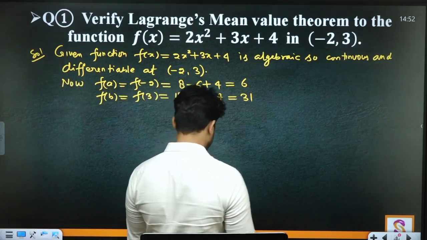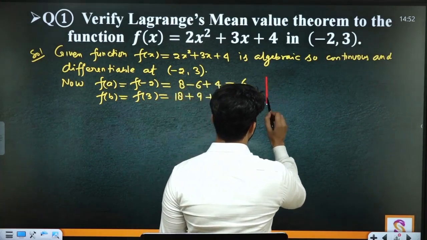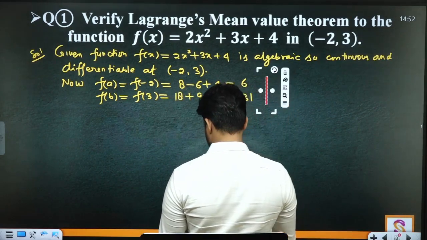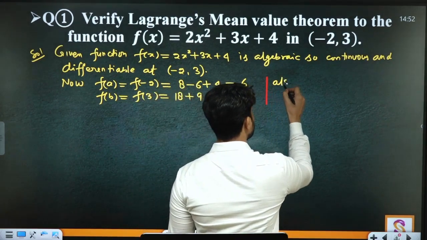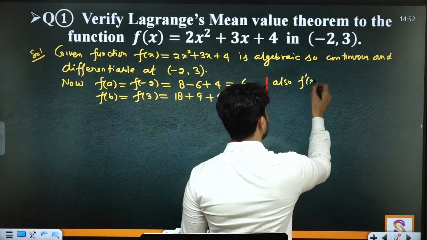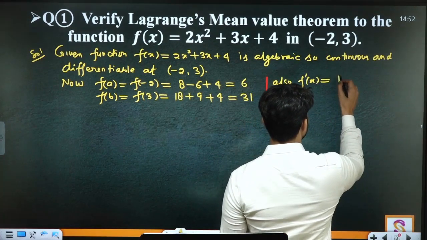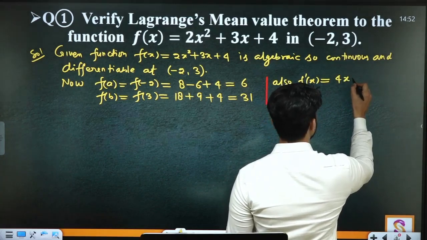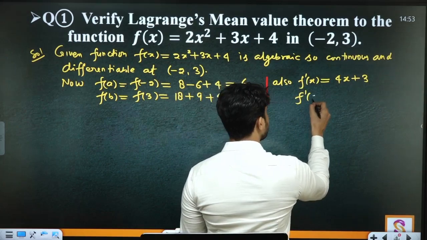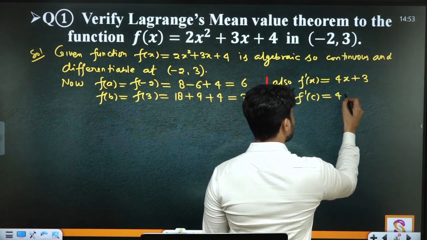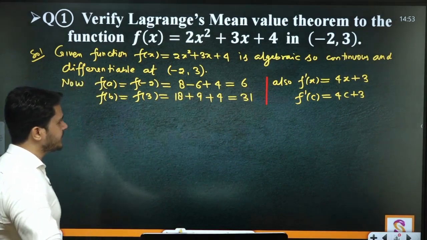Second thing, f dash. You have to differentiate it and put x equal to c. Also, f dash x, f dash x कितना होगा? 4x plus 3, and f dash c will be 4c plus 3.